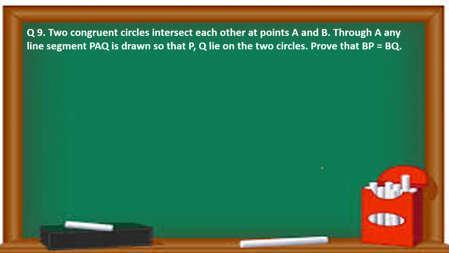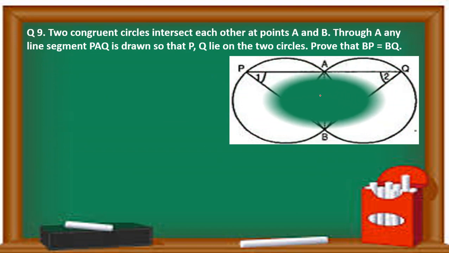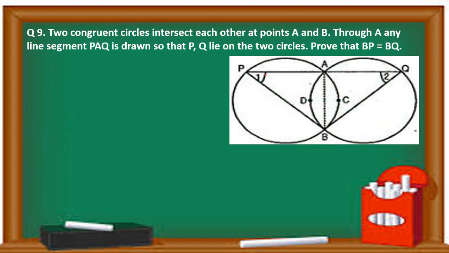Now let's take question number 9. Two congruent circles intersect each other at points A and B. Through A, a line segment PAQ is drawn so that P and Q lie on the two circles. Prove that BP is equal to BQ.